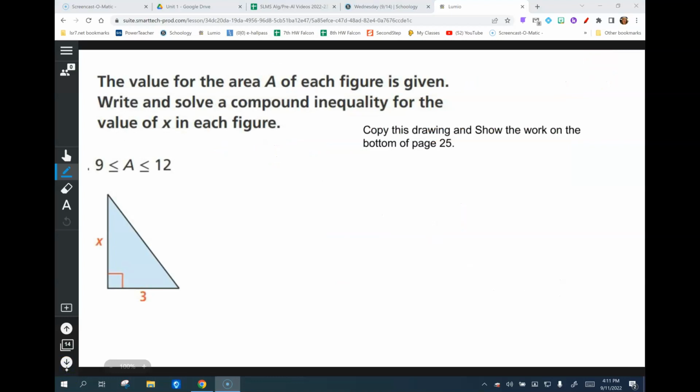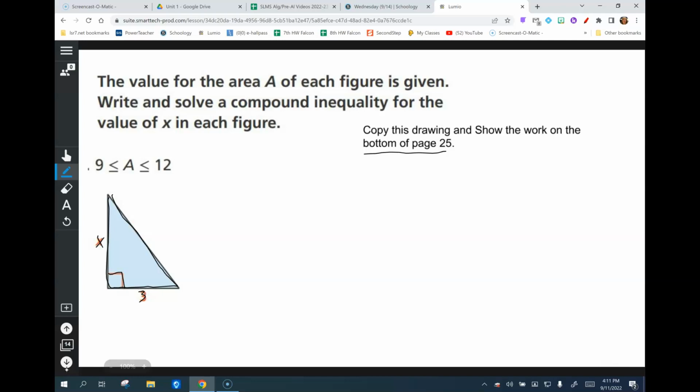Now this one is not in your book, so I'd like you to, on the bottom of page 25, there's hopefully some room down there still. If not, find some space. Probably there's a little space over in the left-hand column. Copy this drawing. So I want you to copy this triangle right here and the information. Okay. And then we're going to show our work.